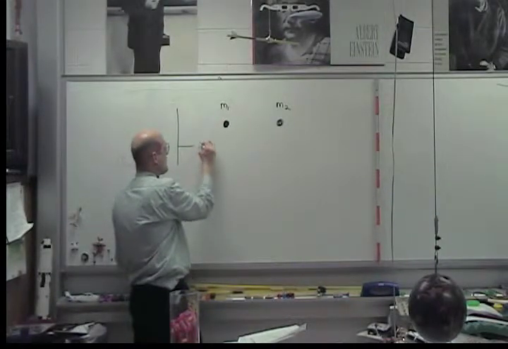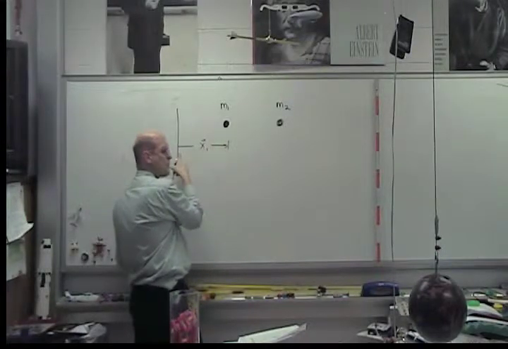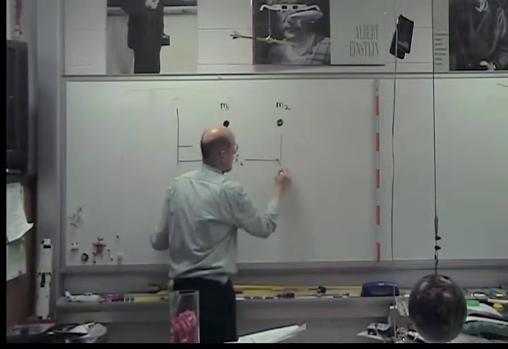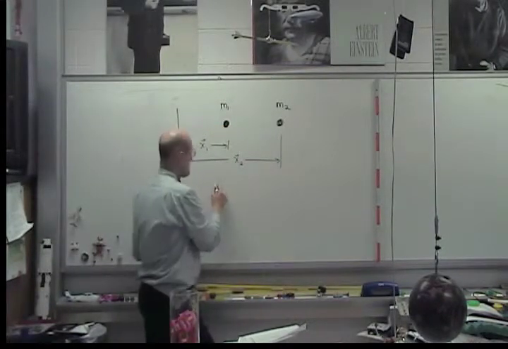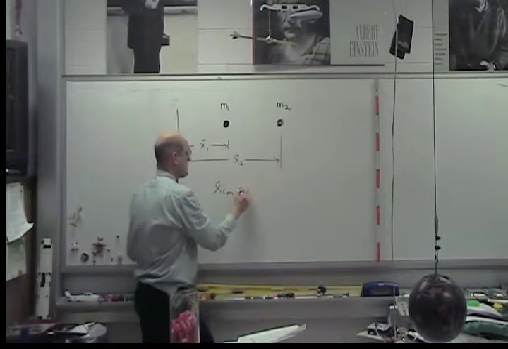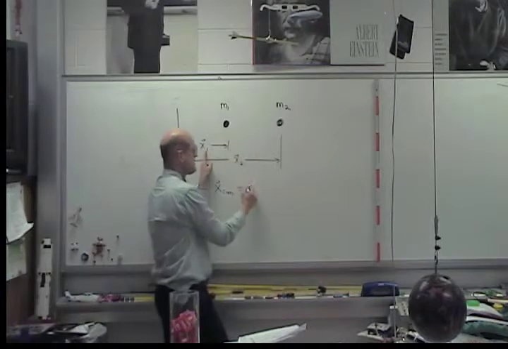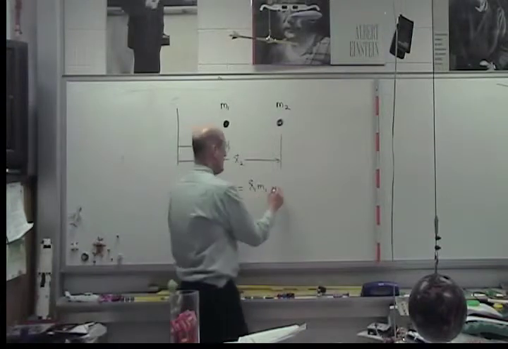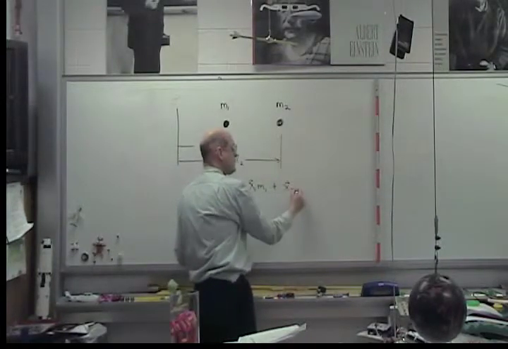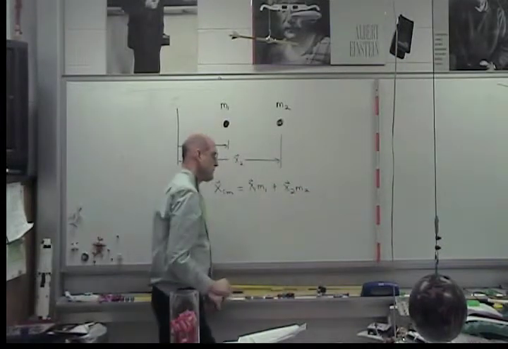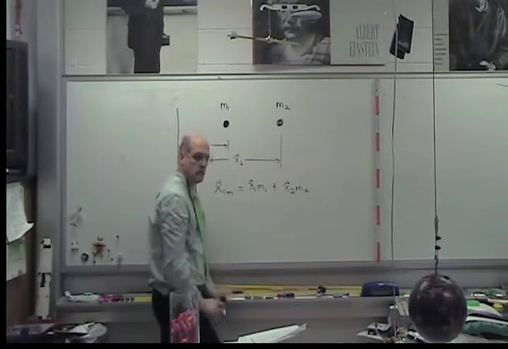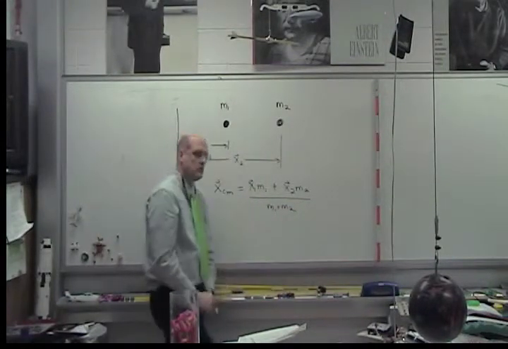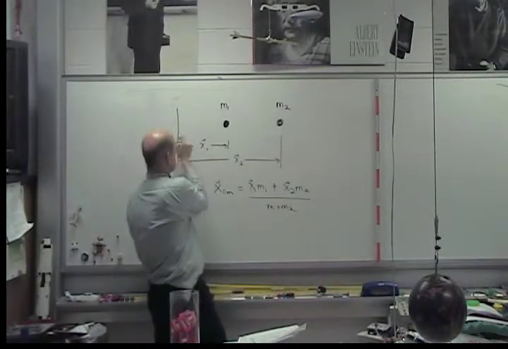Mass 1 is located at a position x1 from the origin. Mass 2 is located at a position x2 from the origin. To find the center of mass, xcm, we take mass 1's position, x1, multiply it by the value of mass 1, which is m1, add that to the position of mass 2, multiply by the value of the mass of mass 2, m2, and divide that by the total mass of the system. That will give you the location of the center of mass with respect to the origin.